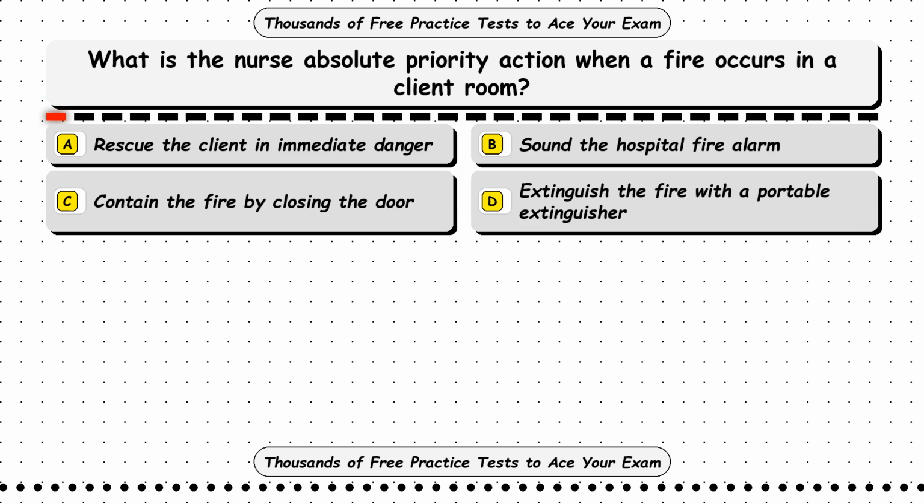Question 129. What is the nurse's absolute priority action when a fire occurs in a client room? Option A, rescue the client in immediate danger. Option B, sound the hospital fire alarm. Option C, contain the fire by closing the door. Option D, extinguish the fire with a portable extinguisher.